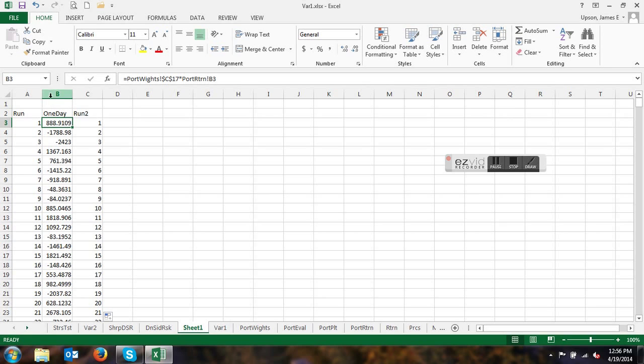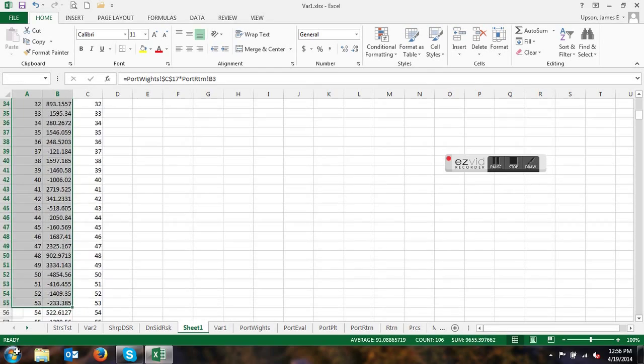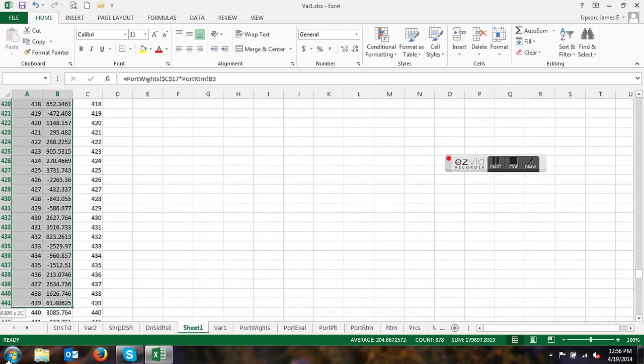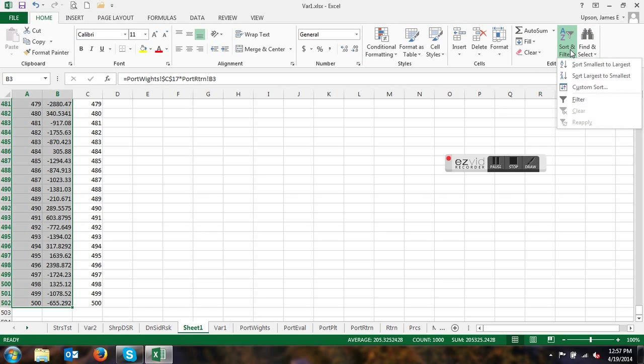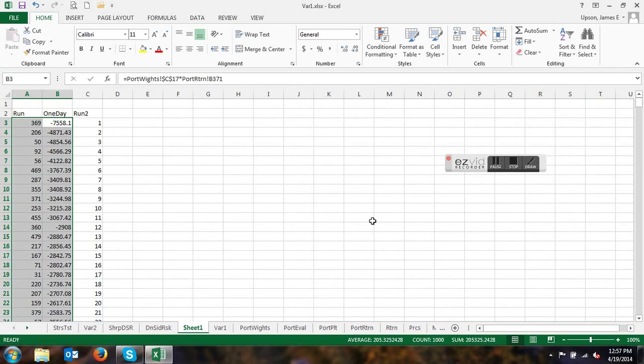The sort function works like this: if I start in this column and move over, we're going to sort on column B. If I start in column A and move over, we're going to sort on column A. So we want to start with column B, top 1, slide over, and then down through our entire list of 500 simulations. Then on the Home tab, I'll come over to Sort, smallest to largest. My worst possible day of these 500 days was minus $7,558.